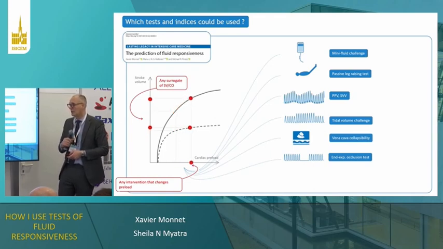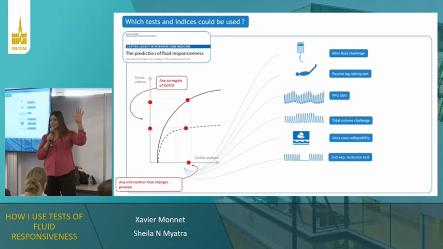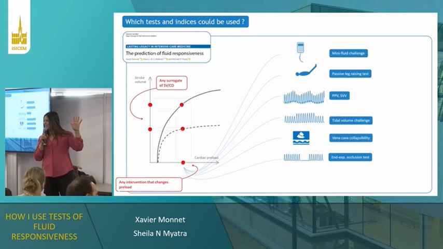Interrupt you here. So how many of you assess fluid responsiveness before giving more fluid to a patient? Can you raise your hand? So many of you, really?